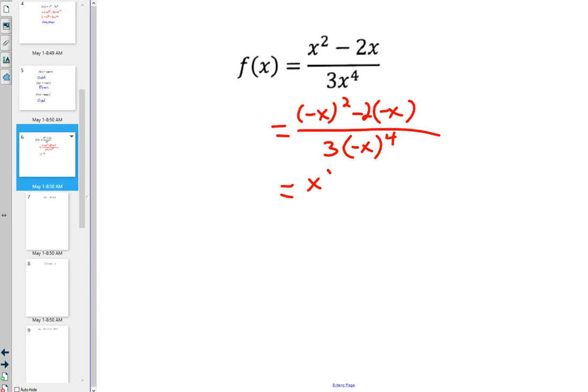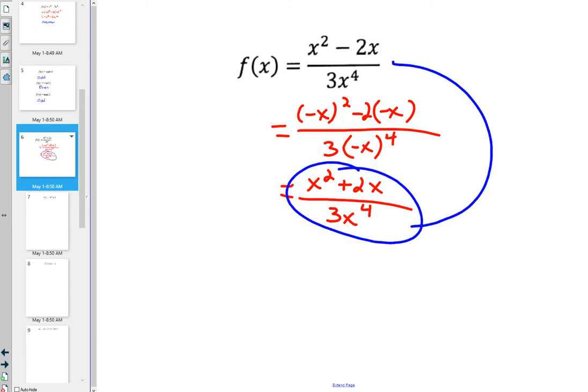Okay, so this is going to be x squared plus 2x over 3x to the fourth. When you take a negative to an even power, it becomes positive. Does it look exactly the same as when it started? No. Are all the signs different? No, just the 2x.